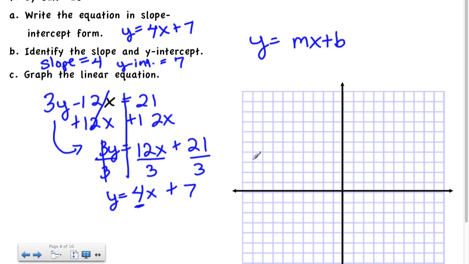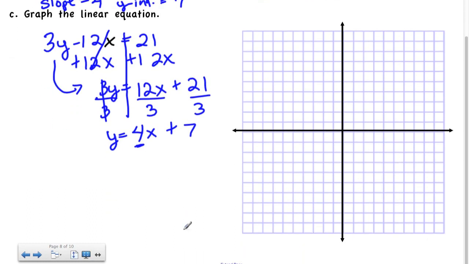So now we're going to graph the linear equation. We can make a table, or you can start with your y-intercept, which is 7. So at 7, 1, 2, 3, 4, 5, 6, 7, which is right here. That's what I was telling you earlier. Start with your y-intercept, and it's going to make your life a lot easier. All right, so starting at 7 up here, we're going to use our slope.